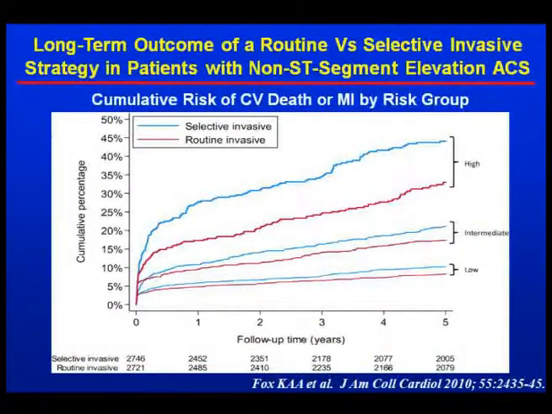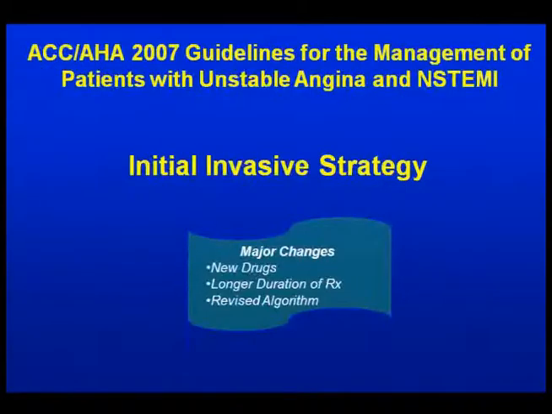Long term, this is a paper that was published a month or so ago. It looked at a combination of 3 large trials and the 5-year outcome of patients who were managed by routine invasive therapy or selective invasive therapy in patients with acute coronary syndrome. And this is the relative risk of death or MI. They stratified the patients into 3 terciles: low-risk patients, intermediate risk, and high risk. And what you see obviously here is that the patients who benefited the most from being managed invasively were the high-risk group. So sicker patients should go to the cath lab.